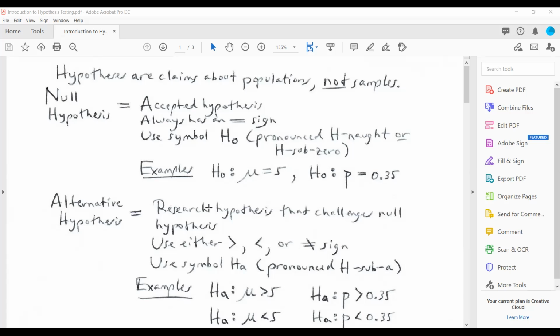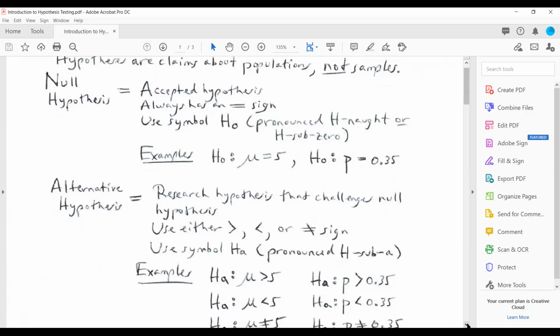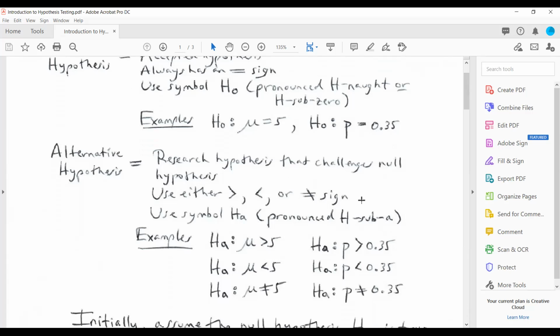Now, the alternative hypothesis, once again, is a research hypothesis that challenges the null hypothesis. And the symbols that we typically use in it will be either greater than, or less than, or not equal to. All right? We never use equal to in the alternative hypothesis. All right, so this is very important to understand that. The symbol that we're going to use is H with a small a next to it. Typically, people pronounce it H sub a, but that's the alternative hypothesis symbol.